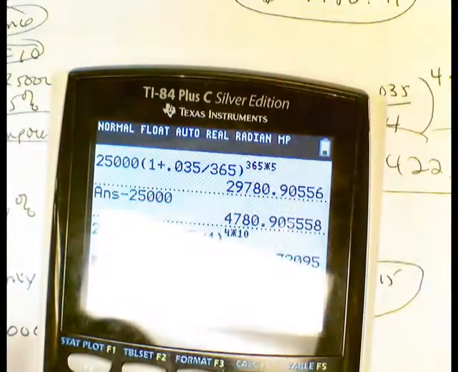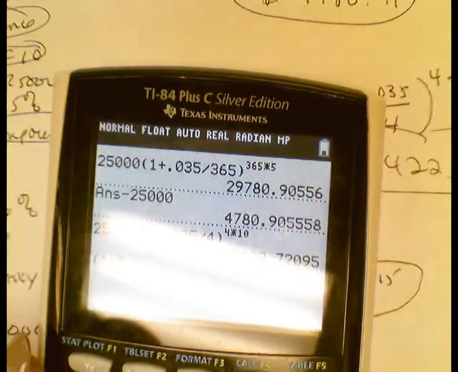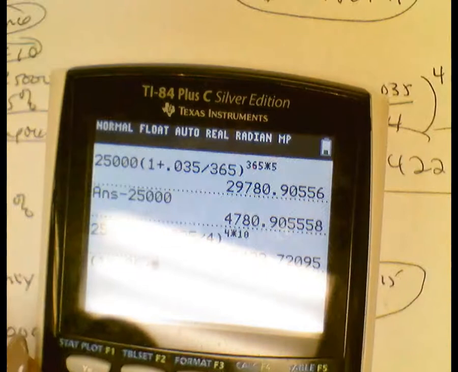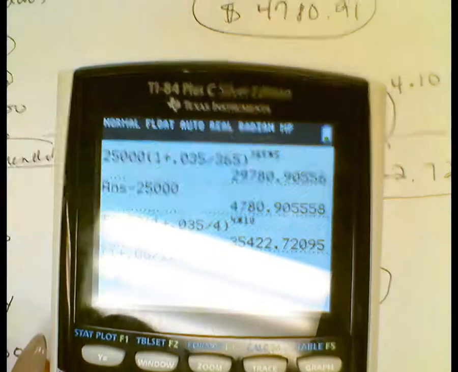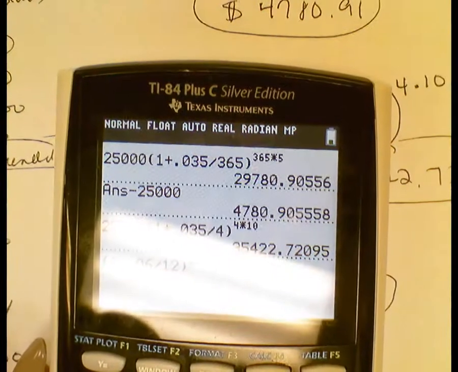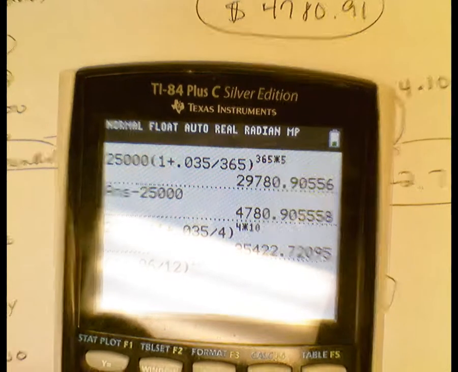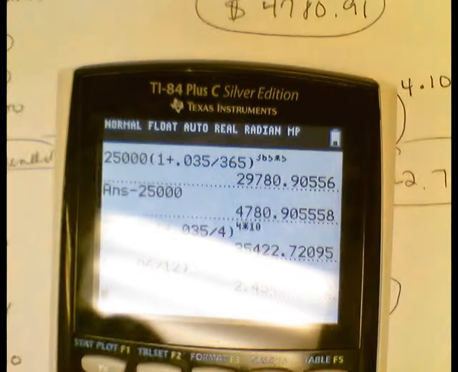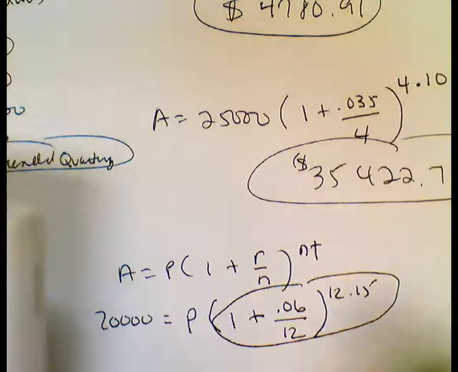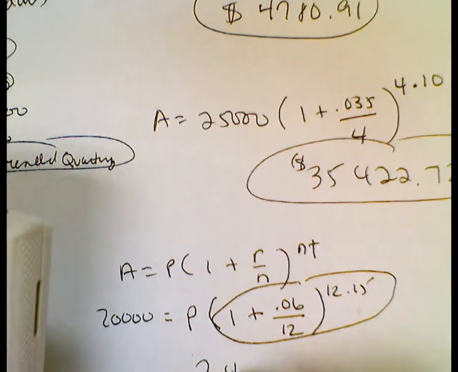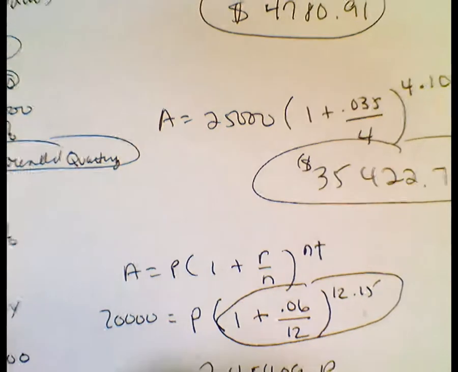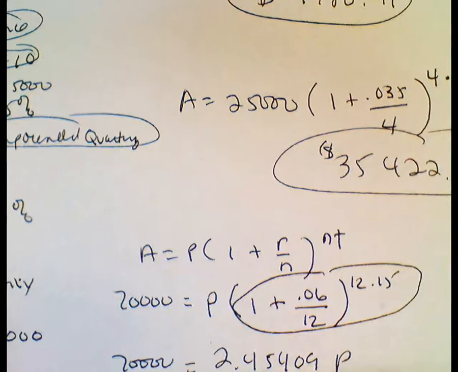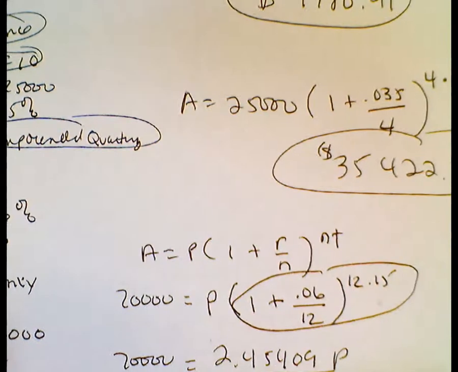So we have parentheses 1 plus 0.06 divided by 12, parentheses, raised to the 12 times 15. So monthly for 15 years. So this is P times 2.45409, P equals 20,000. And we're dividing by all of that.